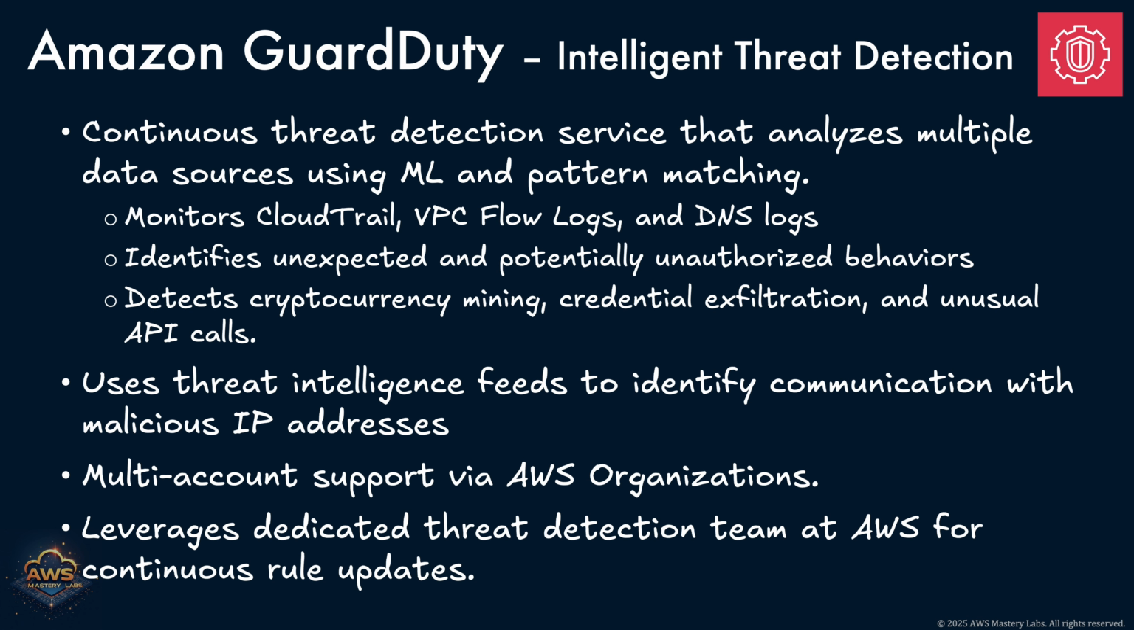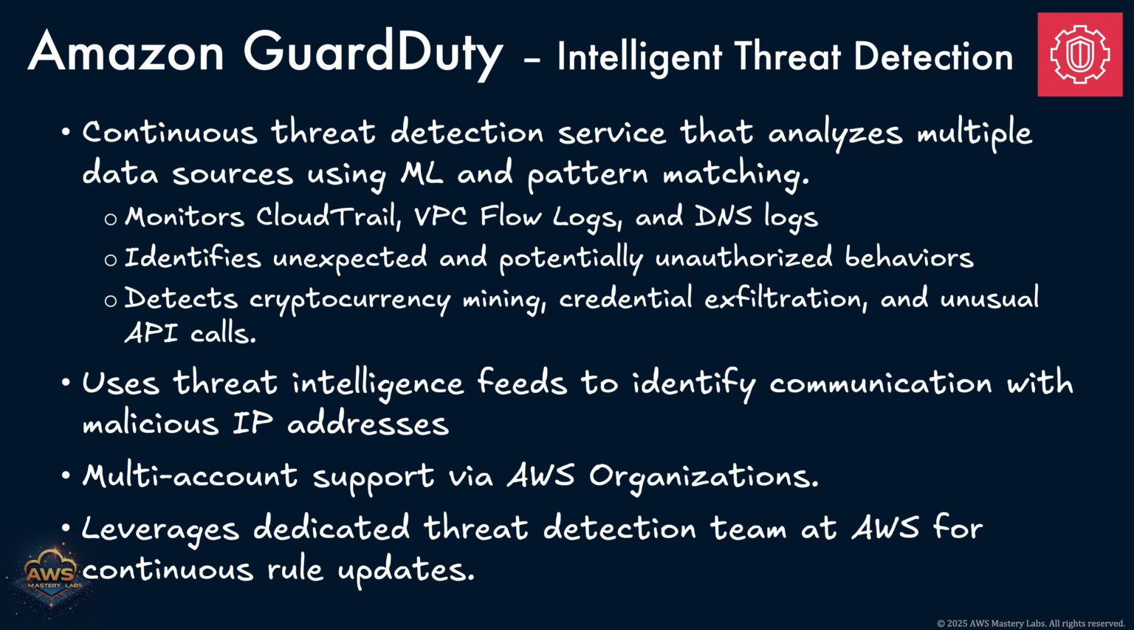GuardDuty is designed to surface threats that are often difficult to detect using traditional methods. It can spot patterns such as unusual API calls, attempts to escalate privileges, or access from unexpected geographic locations. It also identifies more sophisticated behaviors, such as credential exfiltration, reconnaissance activity, and even cryptocurrency mining, taking place within compromised instances. The service stays ahead of evolving threats by incorporating multiple external threat intelligence feeds, including those maintained by AWS itself and third-party security partners.